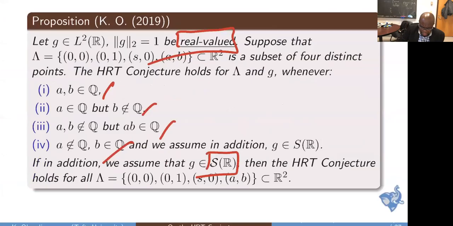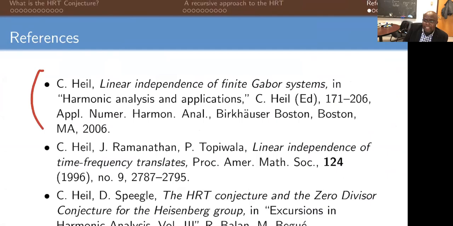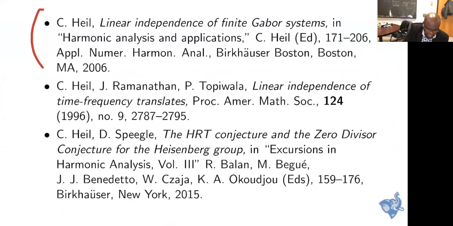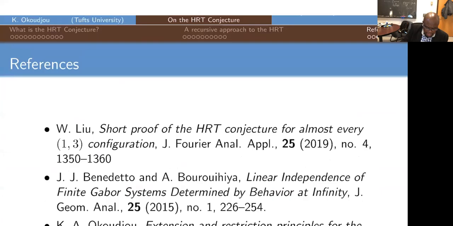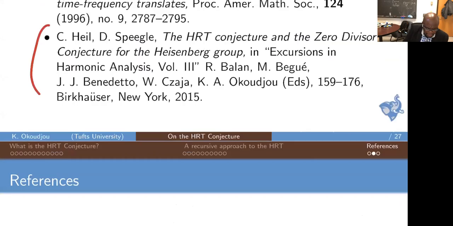There is some very interesting literature if you want to read a little bit about it. There's a very nice review article by Chris Heil that gives essentially the history of the HRT conjecture. Recently Heil and Speegle updated that history of the HRT, which is a lot more recent and has more new results. Most of the results that I mentioned today appeared in a paper earlier, late last year, in the Journal of Fourier Analysis and Applications. And the paper by Demeter is very interesting.